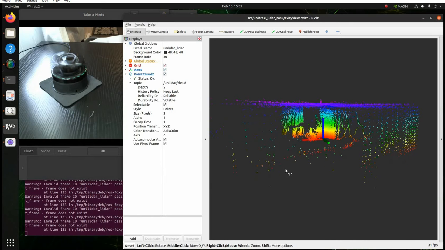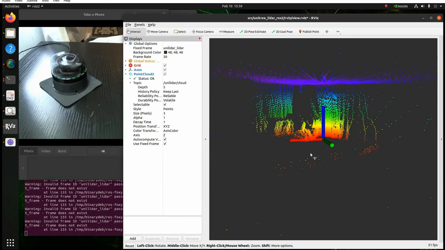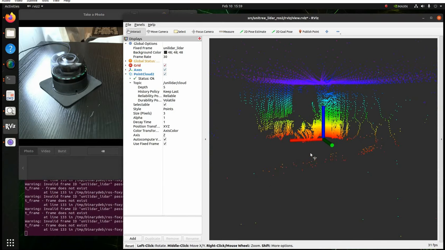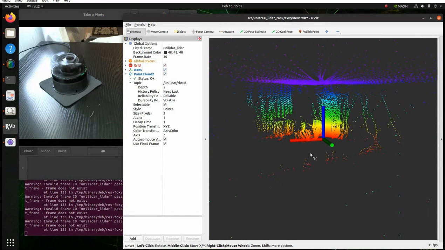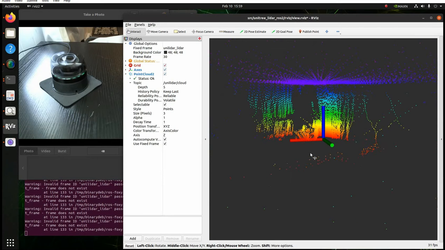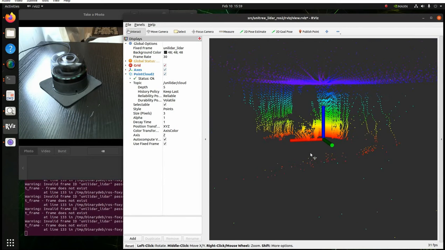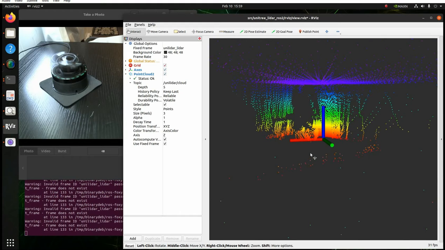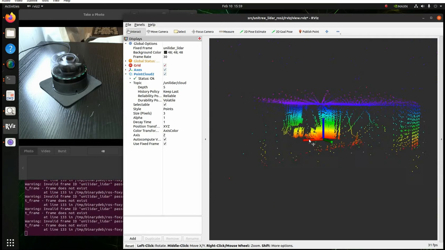This is the results you get. You get a nice scan, you can see me in there. There's some lag to this, but I think it'll run quicker when it's not running in this RVIZ program. So anyway, it does a pretty good job.